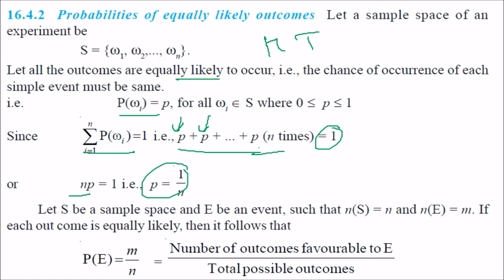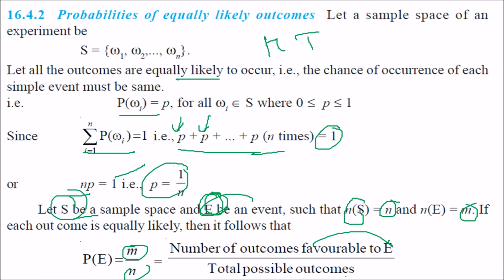So ultimately what we have come across by discussing this is, if S is the sample space and E is the event, and the number of elements in S is N and the number of elements in E is M, the probability is M by N. M is the number of outcomes favorable for E, this event, and N is the total number of possible outcomes in the sample space. This is the actual probability we have been learning, and this is what we are going to use.